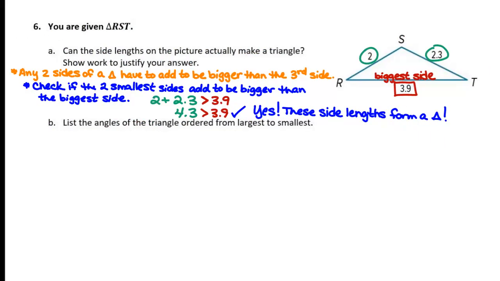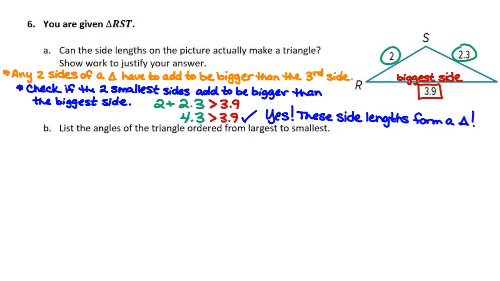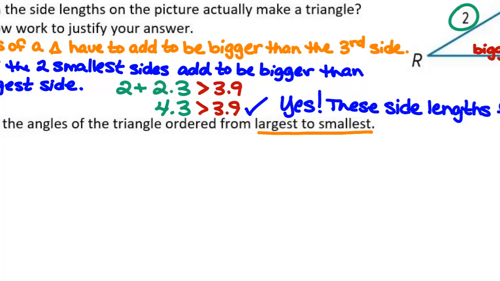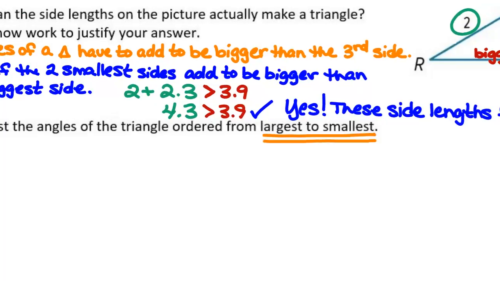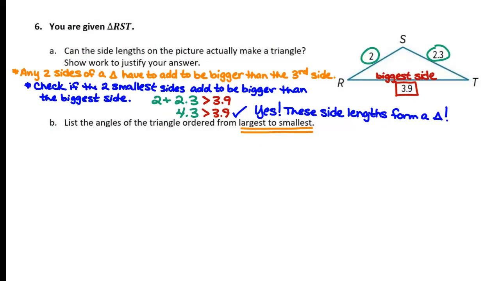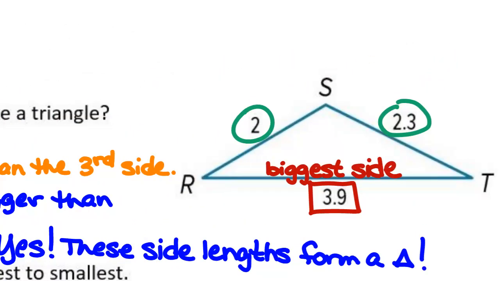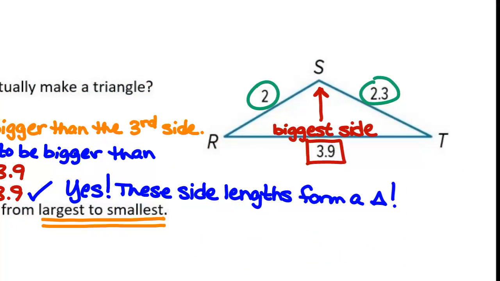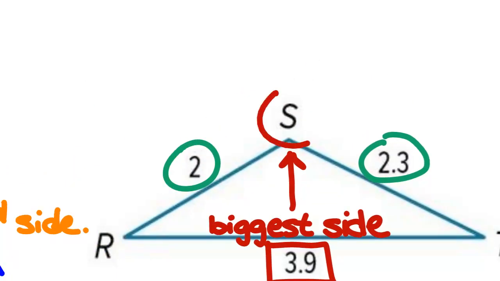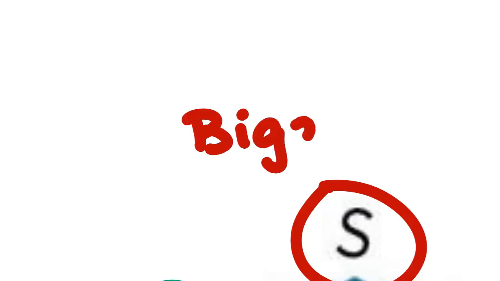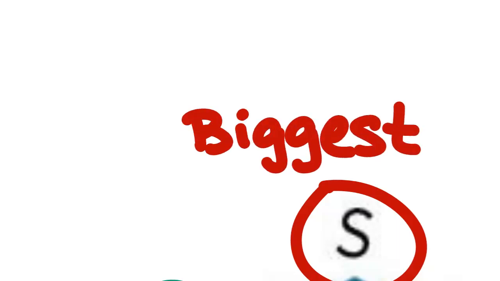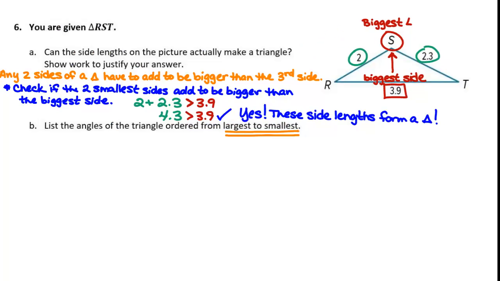Let me do part B and then we'll go to number 7. List the angles of the triangle in order from largest to smallest. So I need the largest angle first. Where would I find the largest angle in this? It's going to be across from the largest side. So since RT is my biggest side, angle S is my biggest angle. So I would start my list off with angle S.